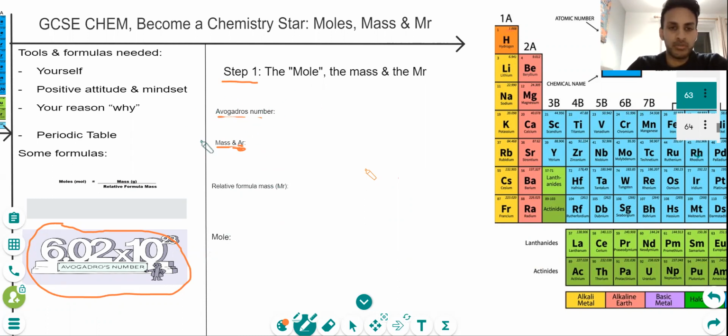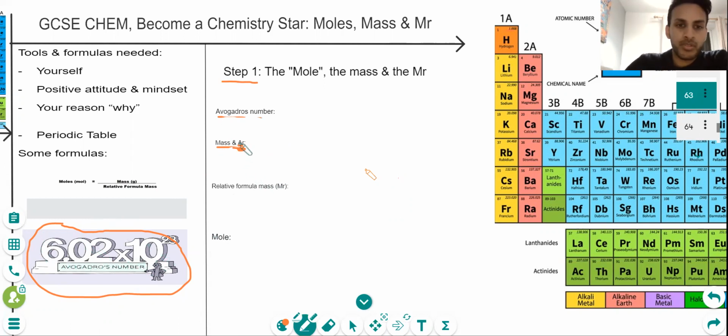First of all, let's talk about Avogadro's number. For now, just know that it's a number. It does have a little bit of a meaning, I promise, but for now, just remember that it's this number right here. It's 6.02 times 10 to the power 23.